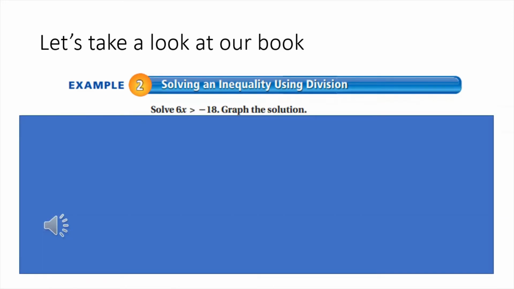Let's look at another example. This time we're going to use division. So the problem that we have to address here is solving 6x is greater than -18. And we're going to be asked to graph it as well.